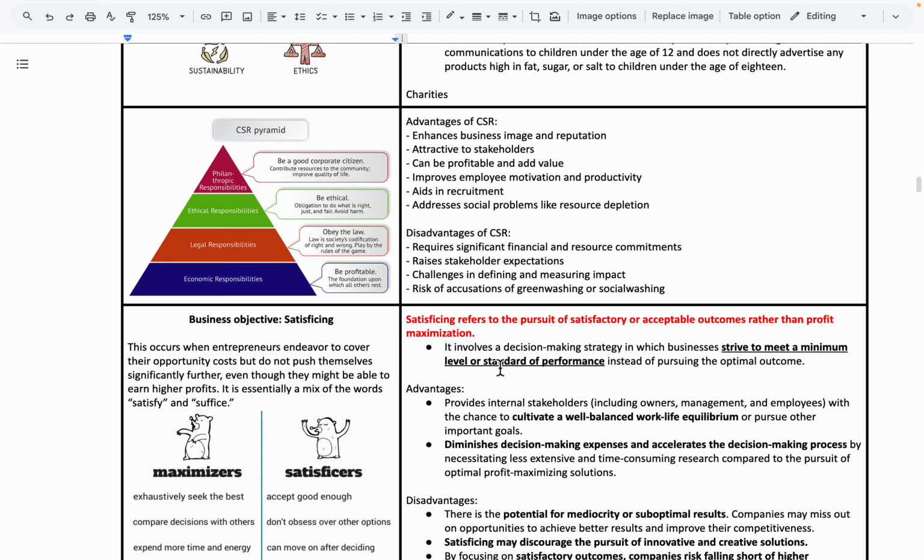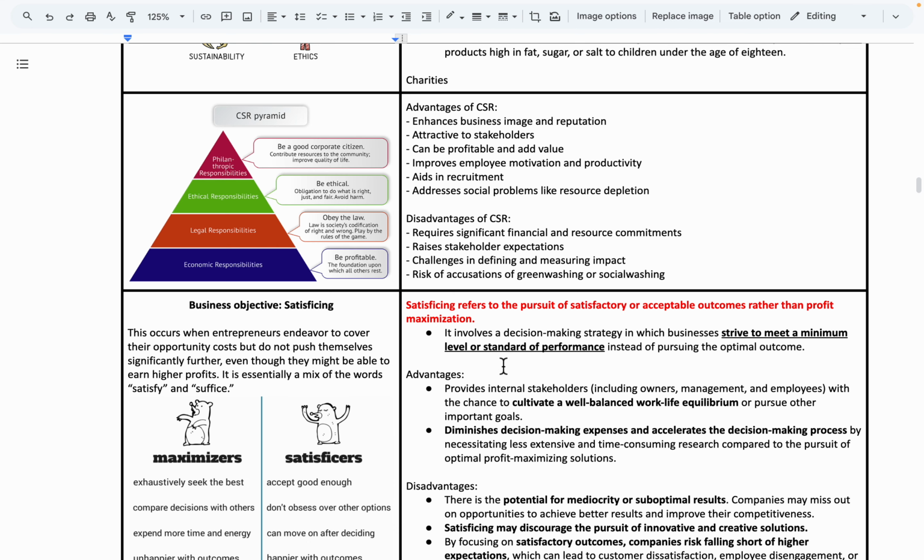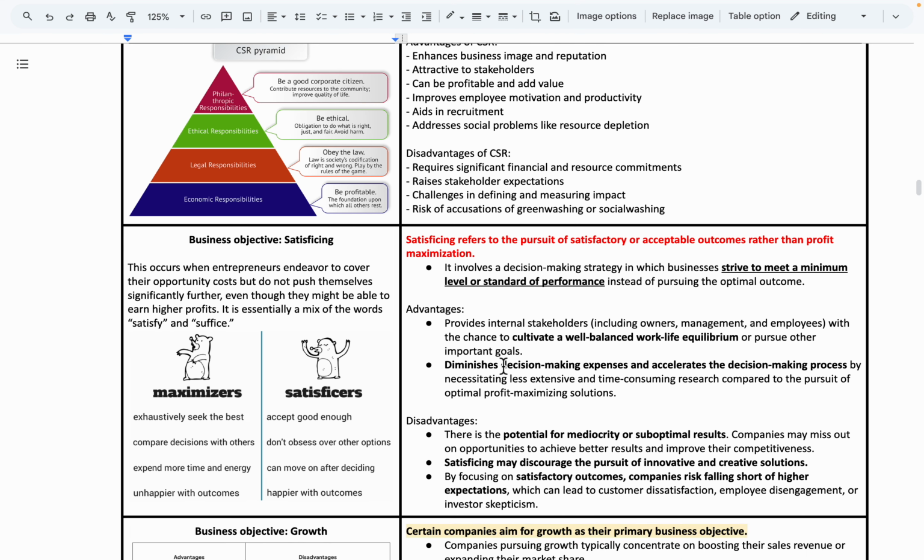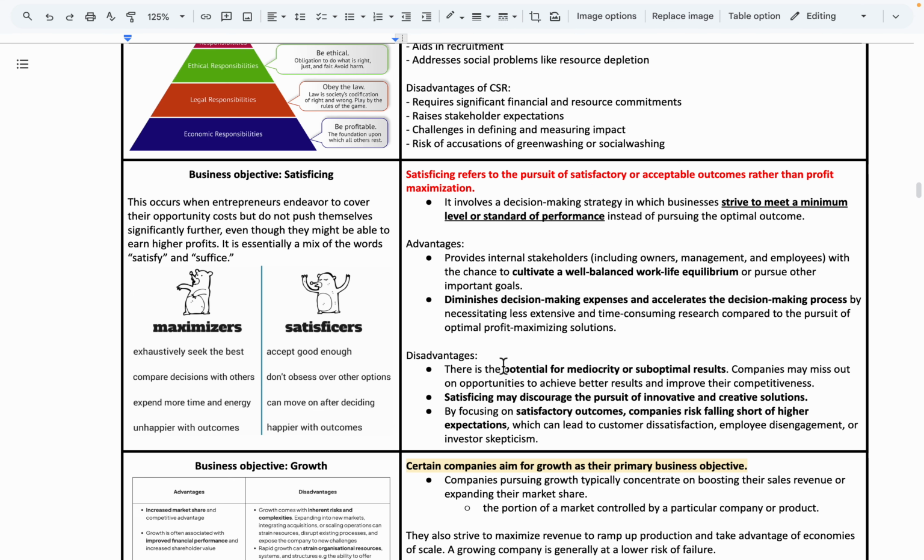Okay, so advantages of CSR, of course, it enhances business image and your reputation, and it's attractive and can be profitable and adds value to your company and improves employee motivation and productivity, aids in recruitment, and addresses social problems like resource depletion. And disadvantages of CSR: it requires significant financial and resource commitments, raises stakeholder expectations, changes in defining and measuring impact, and risk of accusations of greenwashing and social washing.